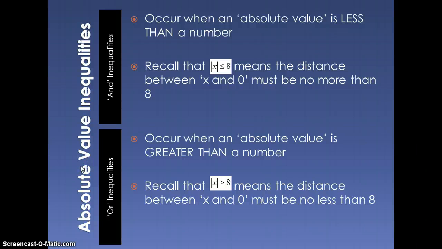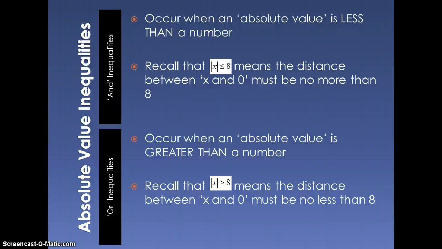Absolute value inequalities. We have "and" inequalities, which occur when an absolute value is less than a number. So if we have the absolute value of x is less than or equal to 8, that's an "and" inequality. That particular expression means the distance between x and 0 must be no more than 8.